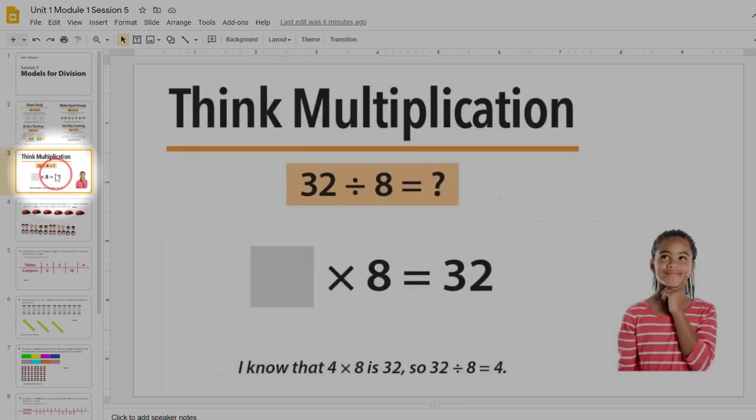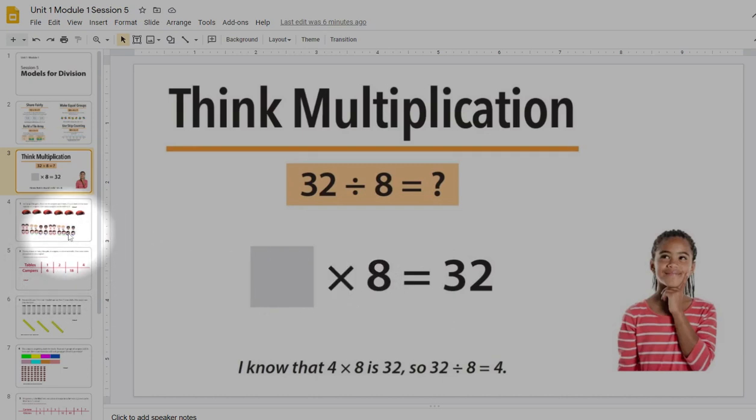All right. So one other thing you want to do is think multiplication, because division is the opposite of multiplication. So if we had 32 divided into 8 equal groups equals blank, we could also think of it backwards. We could say, here's our answer times 8 equals 32. What times 8 would be 32? I know that 4 times 8 is 32. That way, you know that 32 divided by 8 is 4. So this is a very important strategy to think about.